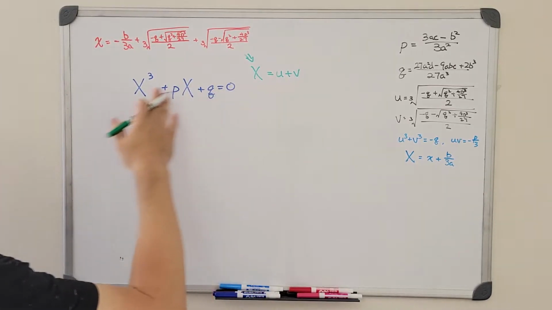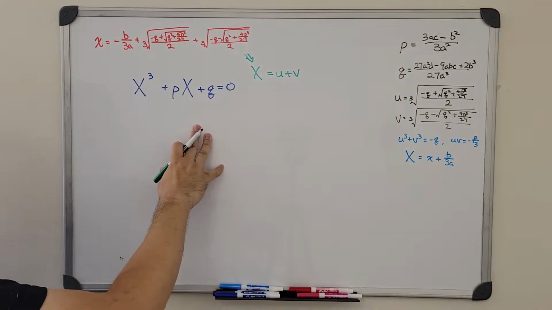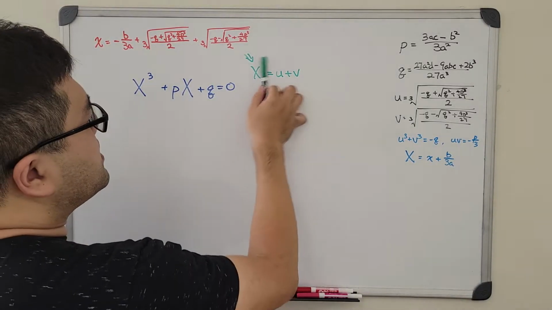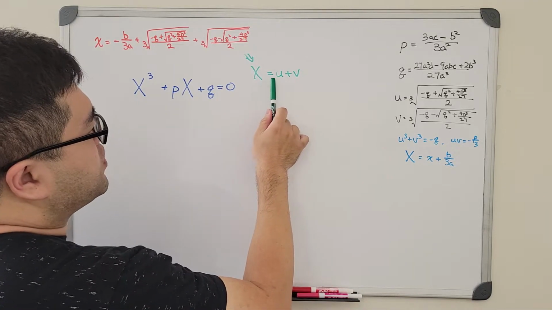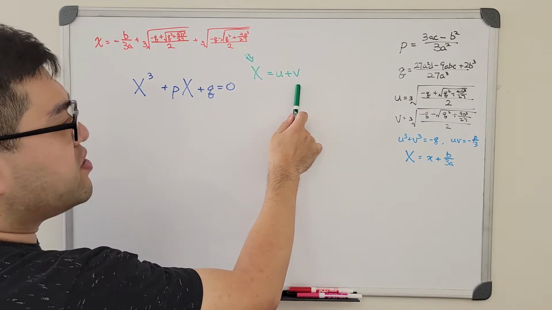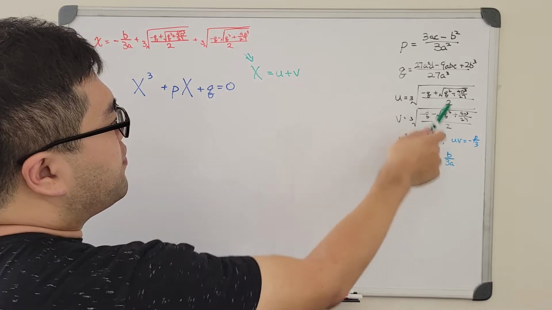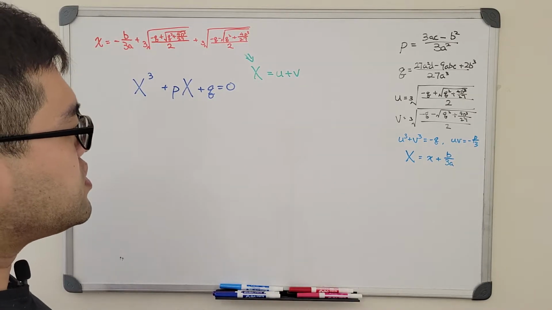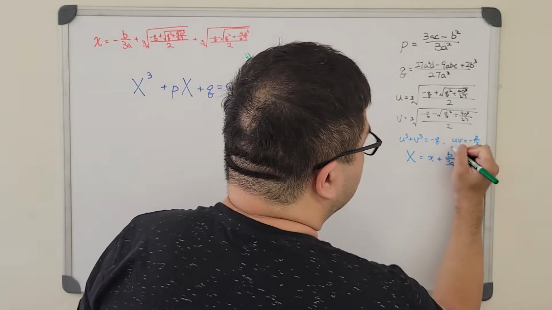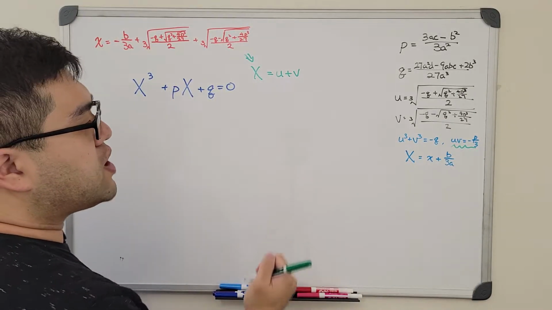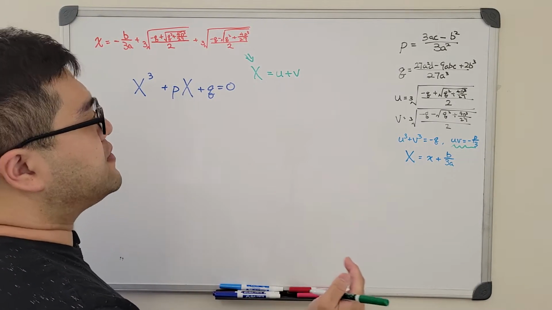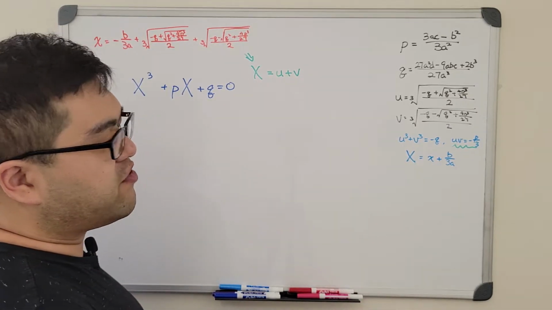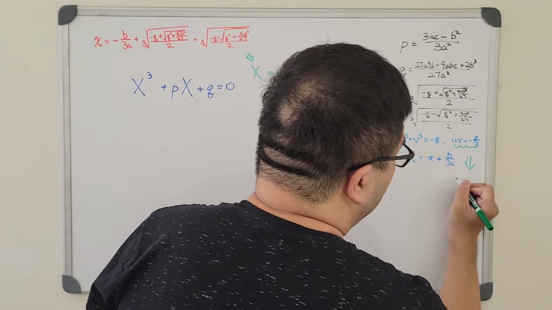Next, before we plug this into the equation, we're going to do the following. In this expression, we have x in terms of u and v, but we can play around with it and write v in terms of u. How do we do it? Well, we can just use this fact right here: u times v is equal to negative p over 3. What does that mean? If we divide both sides by u, we get v is equal to negative p over 3u.